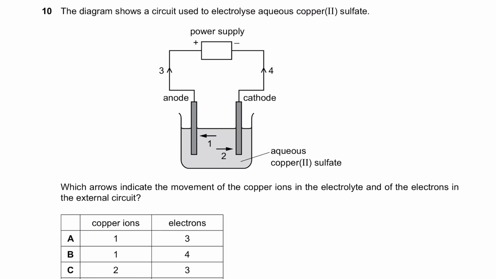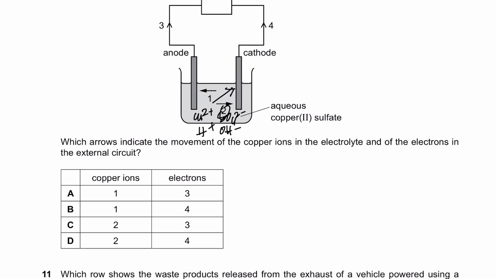The diagram shows a circuit used to electrolyze aqueous copper sulfate, okay, which arrows indicate the movements of. So aqueous copper sulfate will have Cu2+ ions, SO4 2- ions, H+ ions, and OH- ions, right? And since which would indicate the movement of copper ions in the electrolyte. Obviously, copper is positive, it would move towards the negative cathode. So 2 is the right indication. Therefore A and B are wrong.